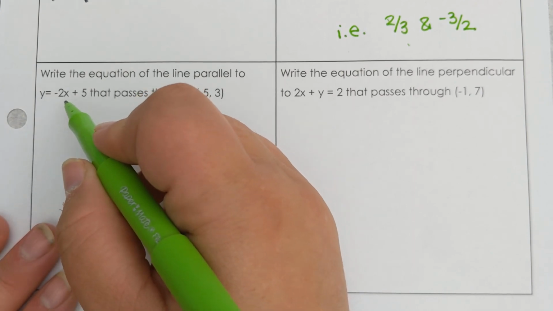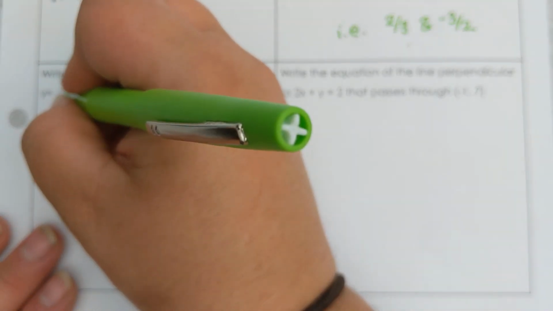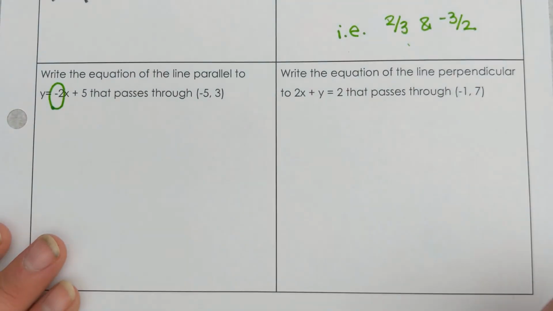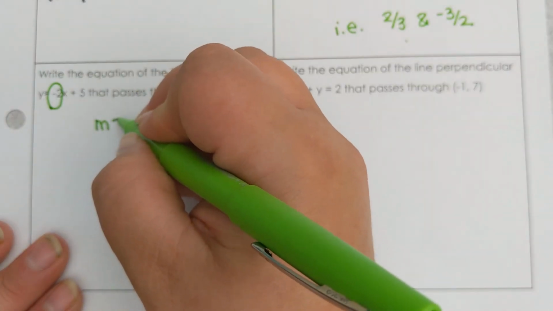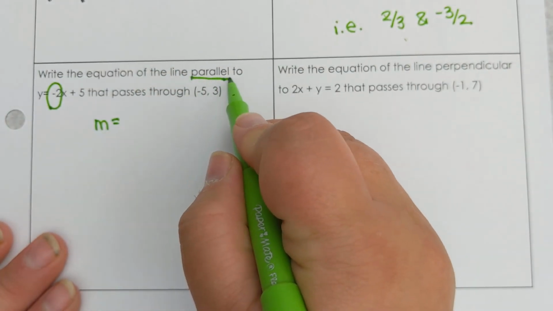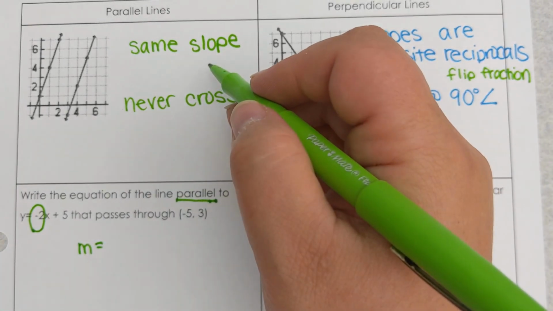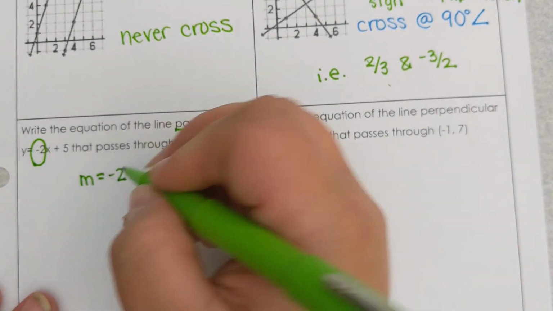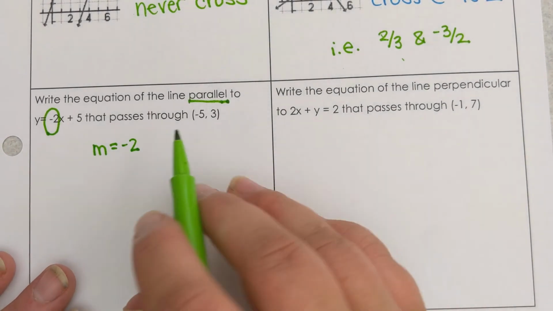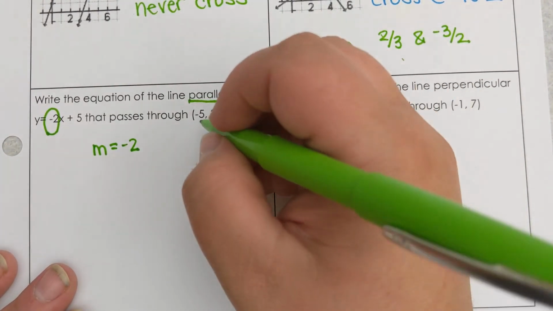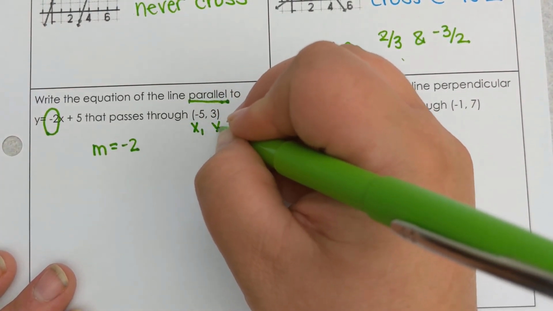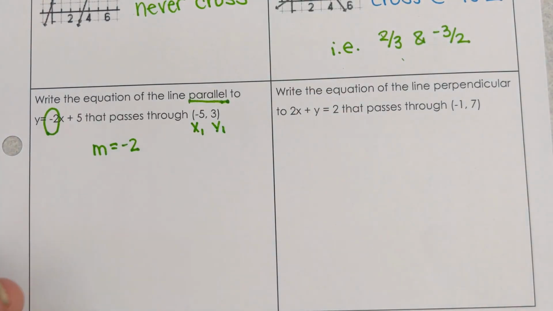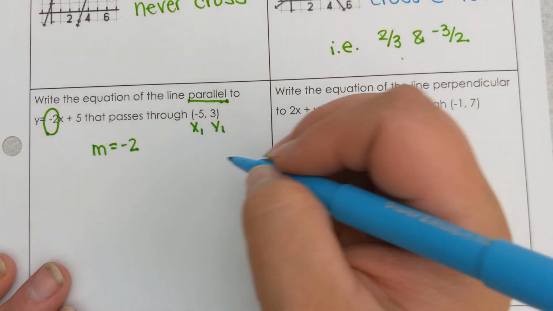Well, it's y equals mx plus b. So this is my slope right here. So that means the slope of my new line, since it is parallel, is going to be the same. So it's also negative 2. Okay? And it says it goes through the point negative 5, 3. So that's your x1, y1. Let's set up point slope form.